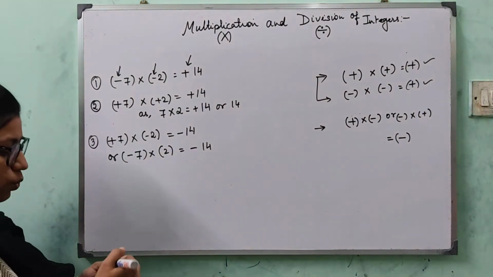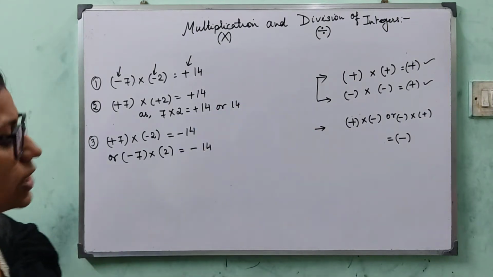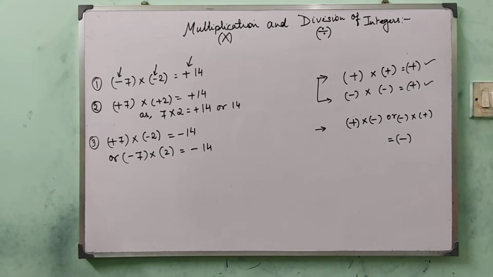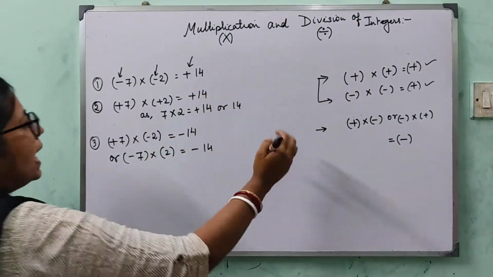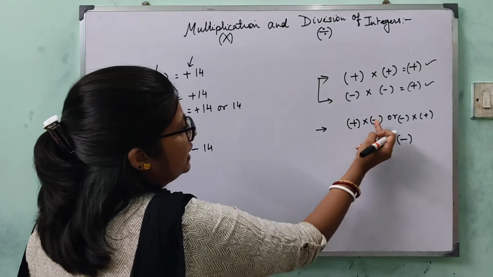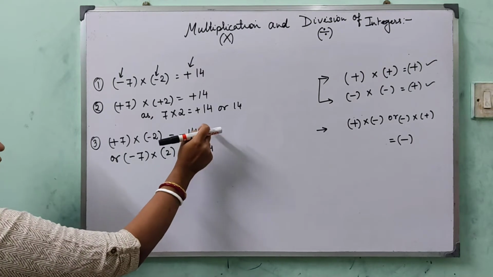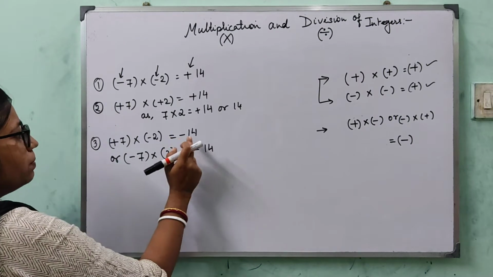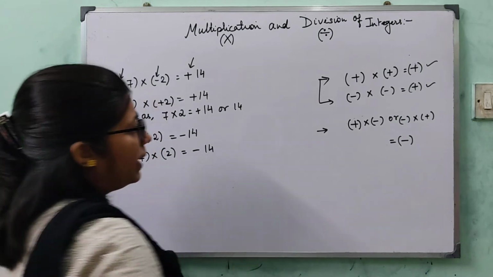I repeat once again. When you multiply integers having the same signs, then in that case the result will have a positive sign. So if both the integers are positive, then the product will also have a positive sign. And if any one of the integers is positive and the other negative, then in that case the result will have a negative sign. Like here we saw plus 7 into minus 2 is equal to minus 14, or minus 7 into a positive 2 is equal to minus 14.